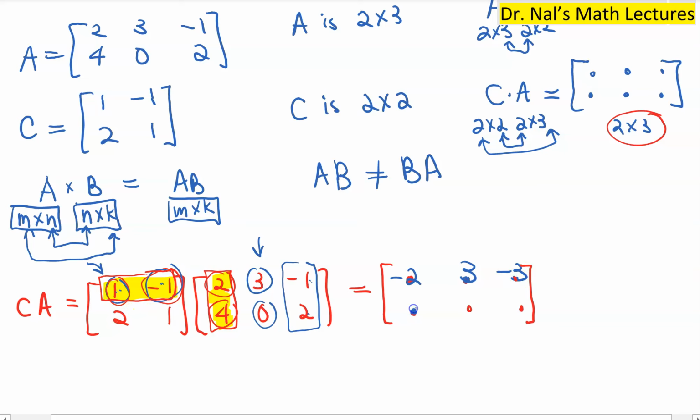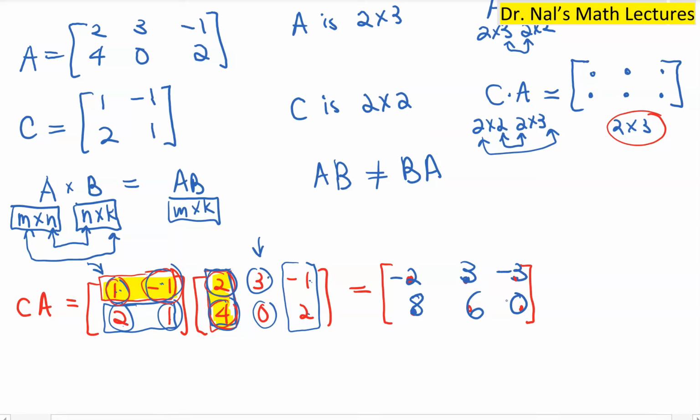For this entry, it's the second row, first column. So this time we need to multiply the second row of matrix C, the first matrix, with the first column of matrix A. 2 times 2 is 4. 1 times 4 is 4. 4 plus 4 is 8. You see that? Let's do it again. 2 times 3 is 6. 1 times 0 is 0. So that's a 6. 2 times minus 1 is minus 2. 1 times 2 is 2, minus 2 plus 2 is 0. There you go. So that's the resultant matrix C times A.